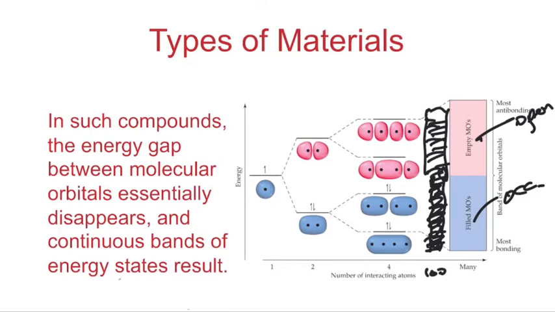Now let me just cut to the chase. In order to conduct electricity, you have to have electrons in these open spaces. You must have electrons that are free to move. And if they're free to move, then they can conduct electricity.